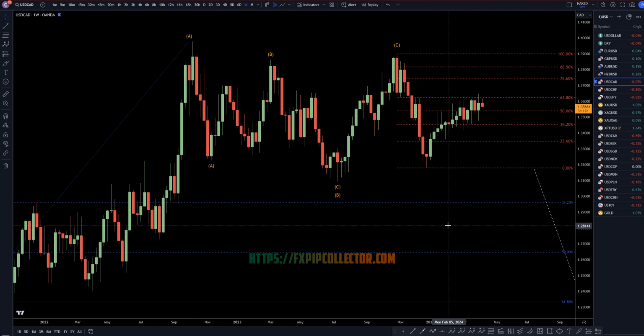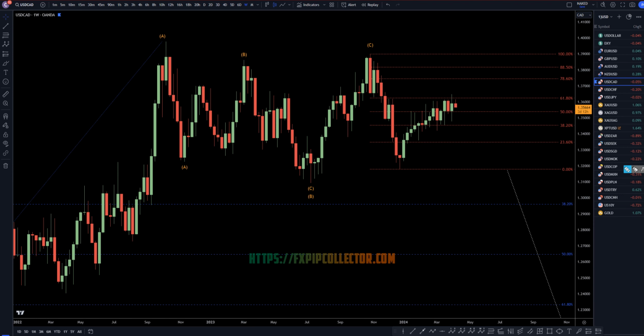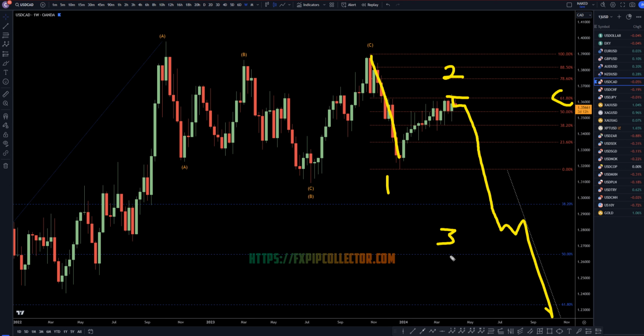So taking it down to the weekly time frame. On the weekly time frame, I'm definitely looking at this first move down as a 1. I'm looking at this move up as a 2. Now we got the 61% fib bounce, so I am possibly looking at this as starting a downtrend, possibly for a big wave 3 of wave C.